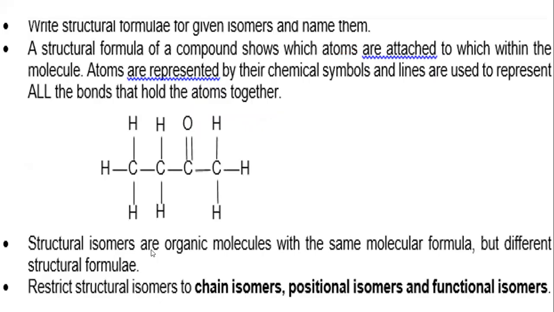Something also very important that you learned in the previous lesson is different structural isomers. First, you learned the definition of structural isomers: organic molecules with the same molecular formula but different structural formulas. From then you learned that there are three different types of structural isomers: chain isomer, positional isomer, and functional isomer.